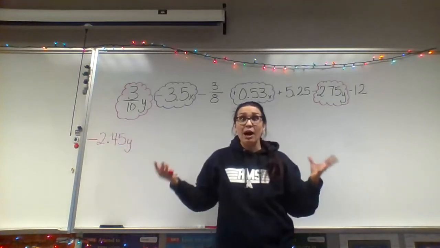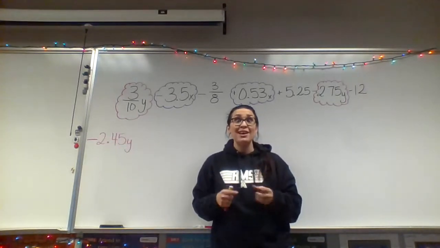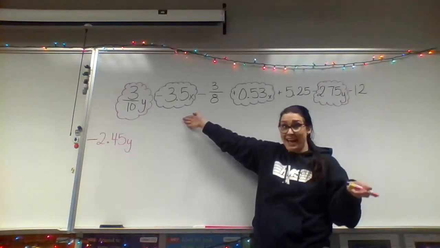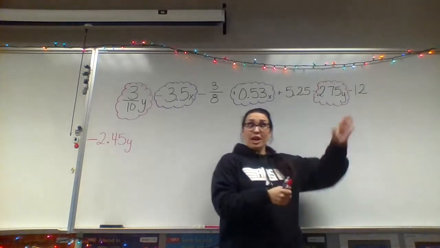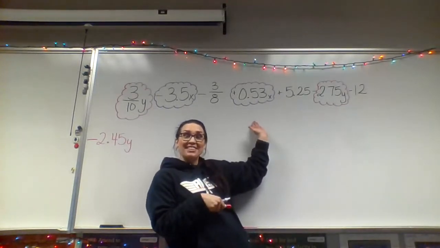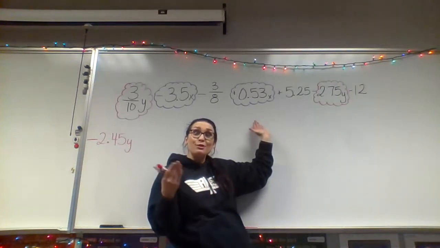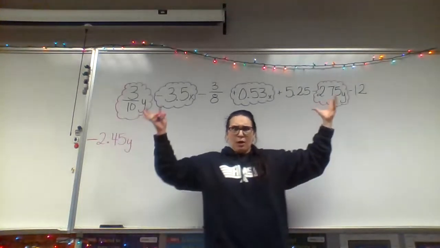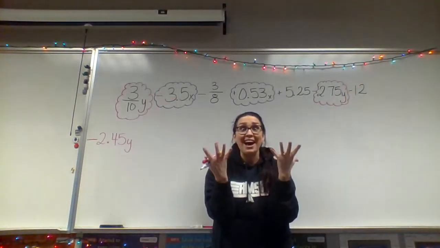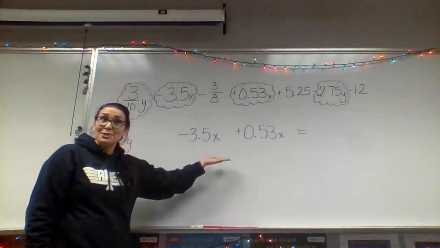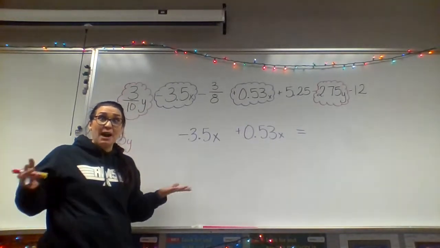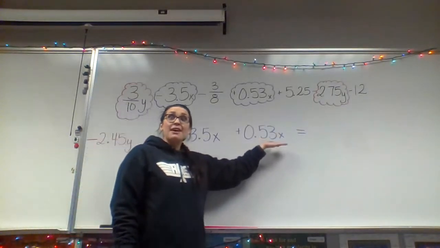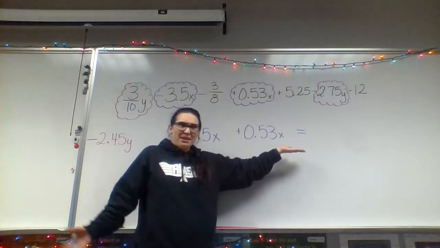But now I want to look at those coefficients with an x. We have negative 3.5 times x, and then over here we have 53/100 x as well. Those are like terms because they both have that same variable. So now we're going to pull those out and simplify. We're trying to see how many x's we actually have. So I have negative 3.5x plus 53 hundredths x. How many total x's do I have?